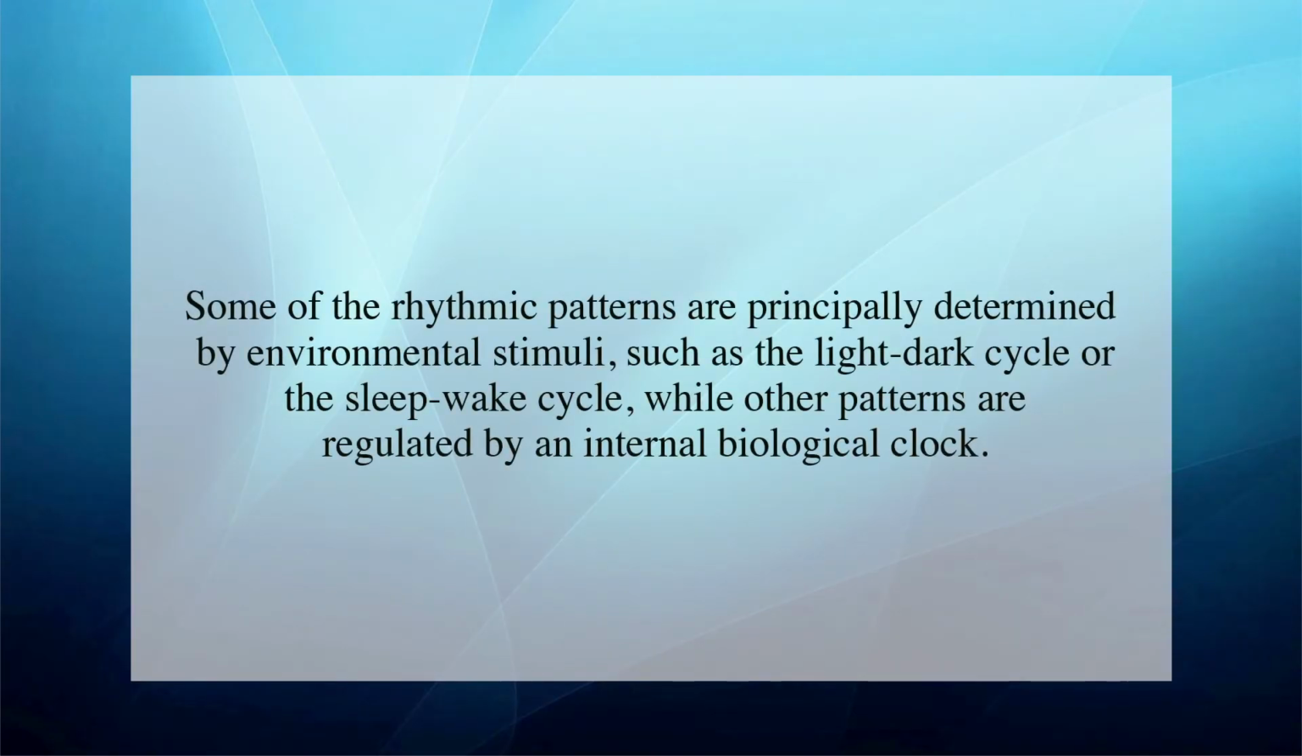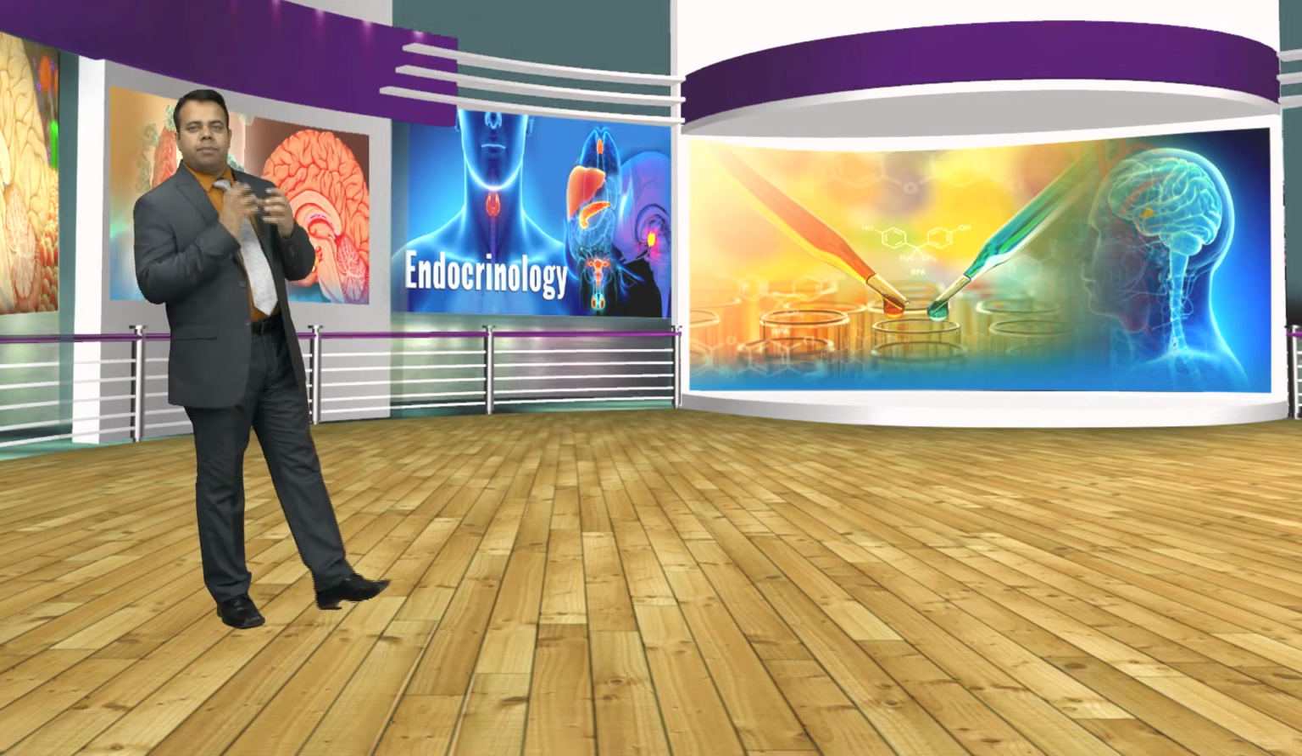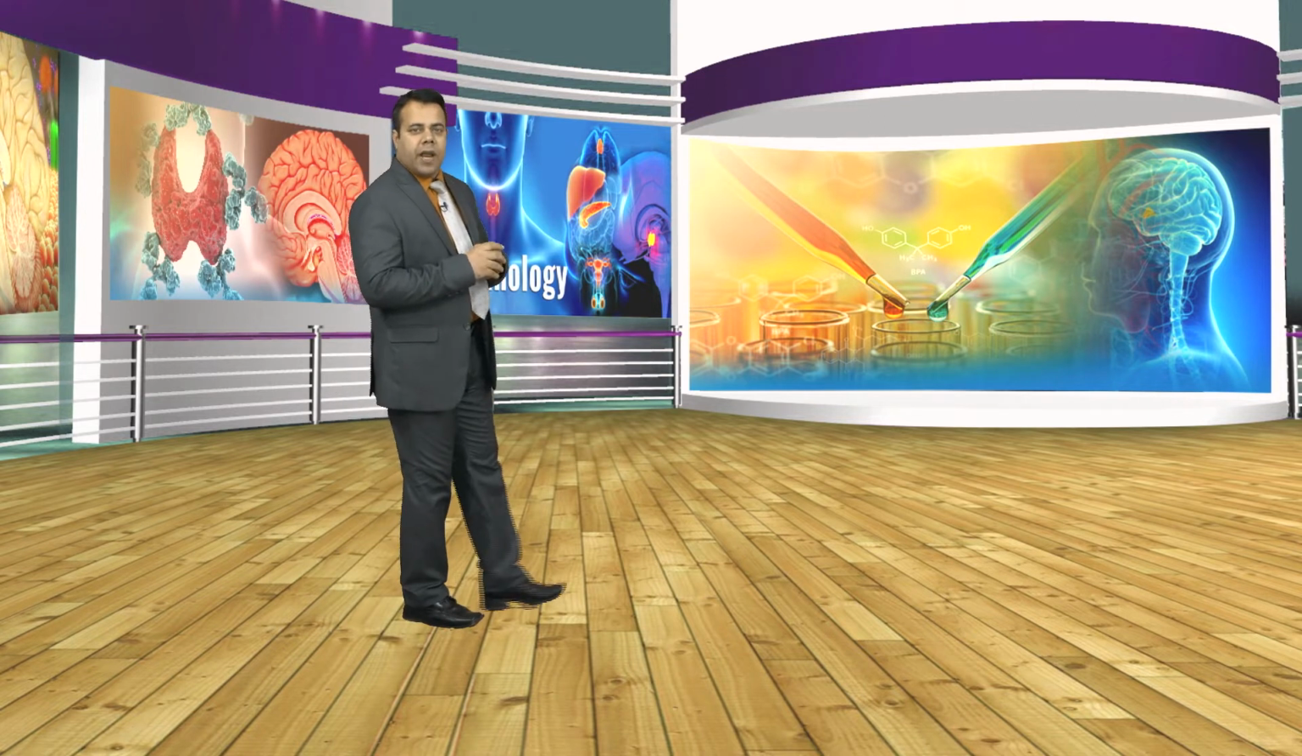Some of the rhythmic patterns are principally determined by environmental stimuli such as the light-dark cycle or the sleep-wake cycle, while other patterns are regulated by an internal biological clock within the body. Hormone secretion bursts occurring with a frequency of about 1 hour are defined as circhoral. A frequency of secretion longer than 1 hour but shorter than 24 hours is termed ultradian.